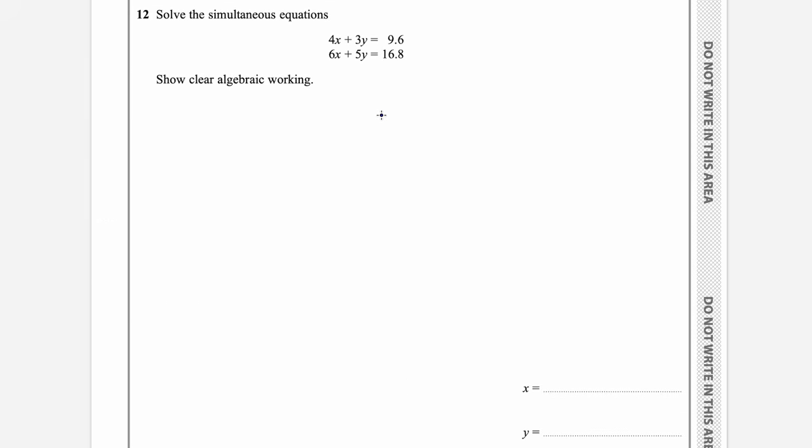Question 12. Solve, show your working. Okay, so your calculator can do this, guys, but we need to show our working. So let's multiply the top one by, well, we can do a few different things. Let's do the top one by 5 and the bottom one by 3, and we make the y's the same. Okay, top one by 5 gives me 20x plus 15y equals 9.6 times 5.